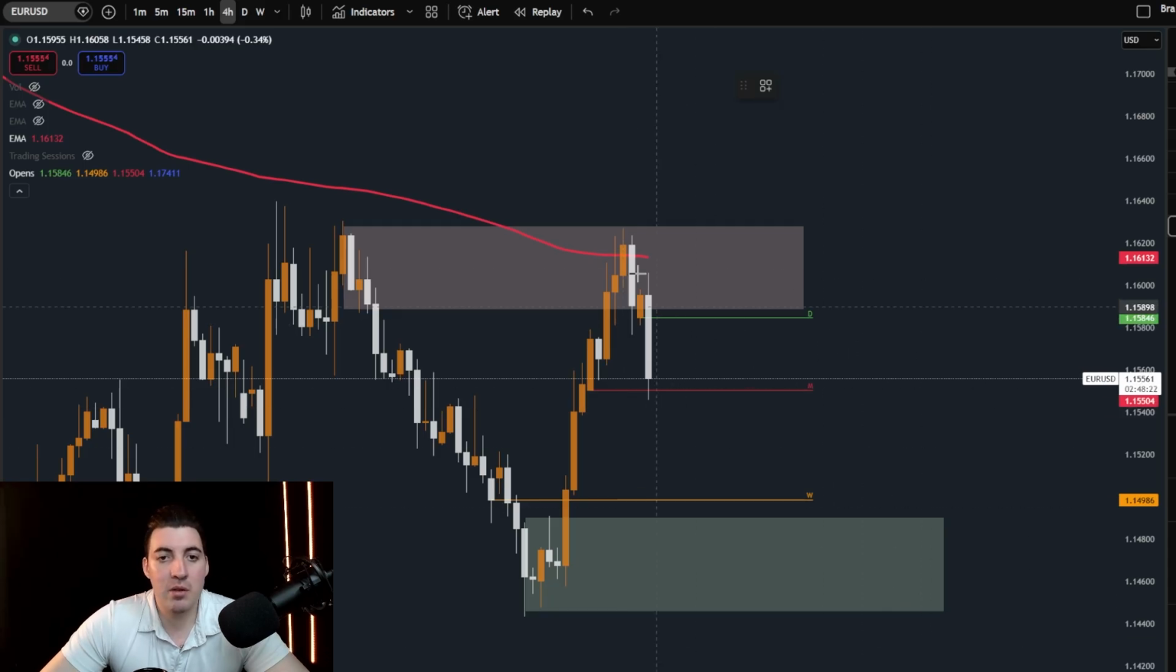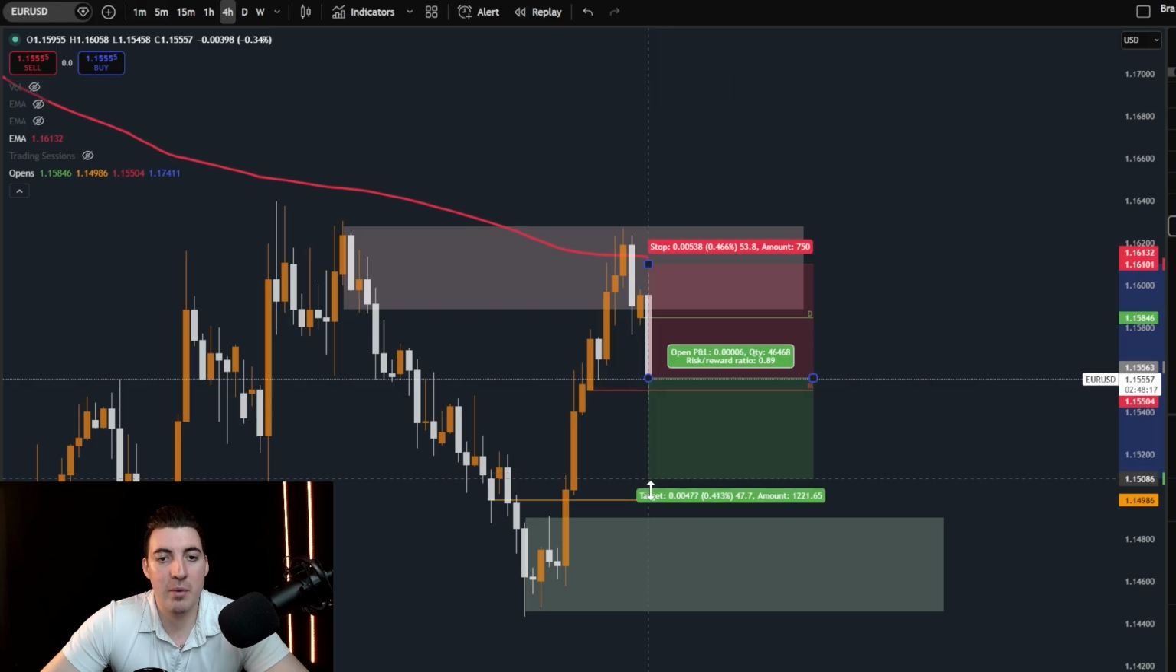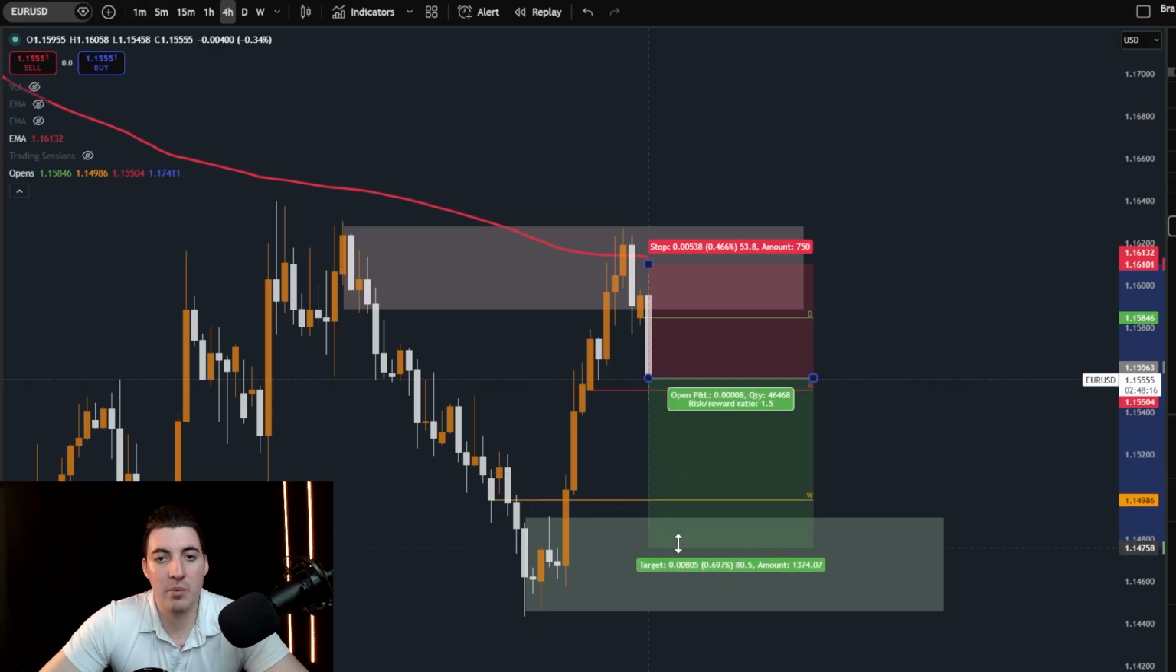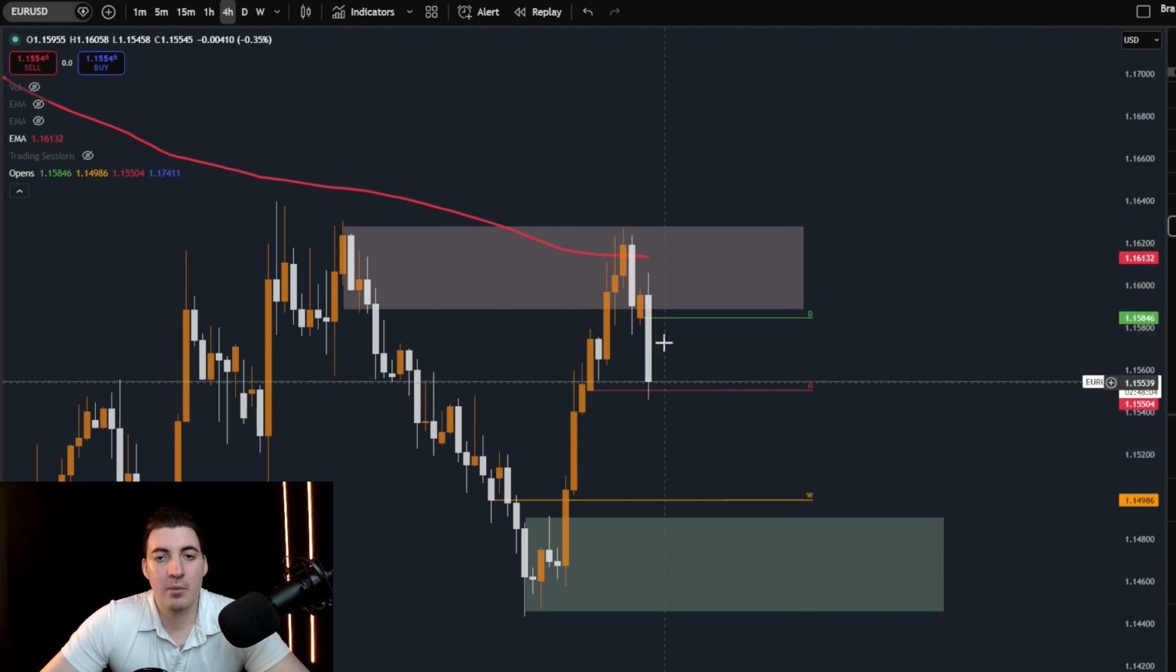You could even be looking at a position at this point in time, putting your stop loss just above that previous high and targeting one of the prices down here, looking at a 1 to 1.2, 1.4, 1.5 risk to reward ratio. But I'm seeing that the price is likely going to continue pushing itself back into the downside.